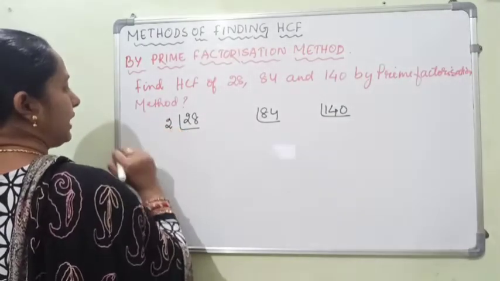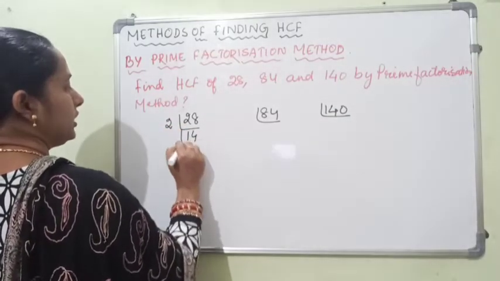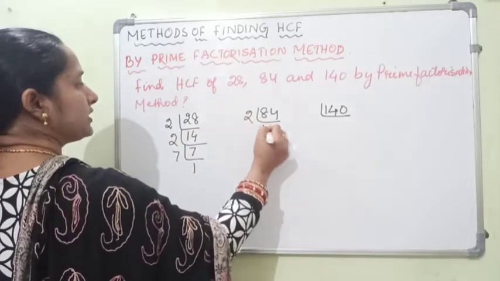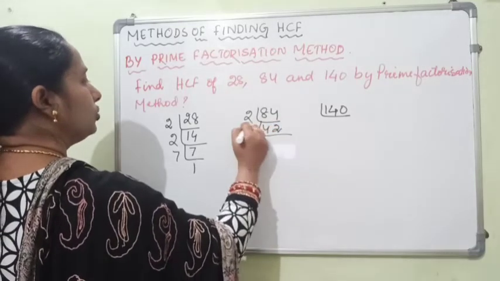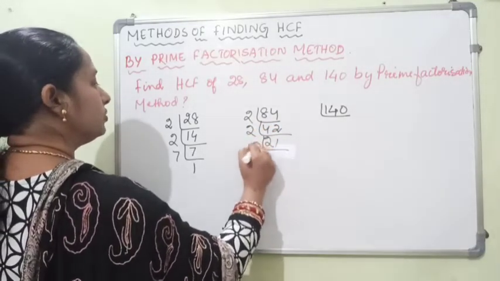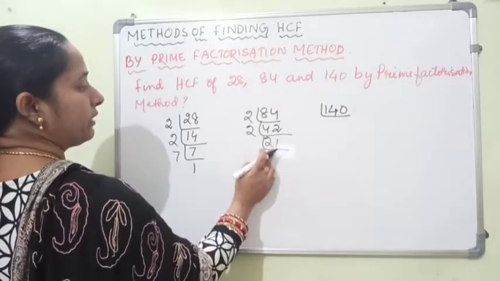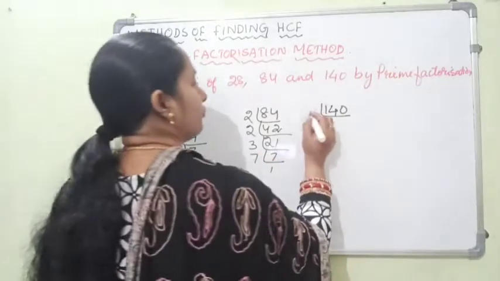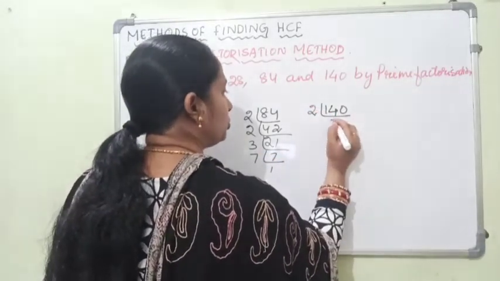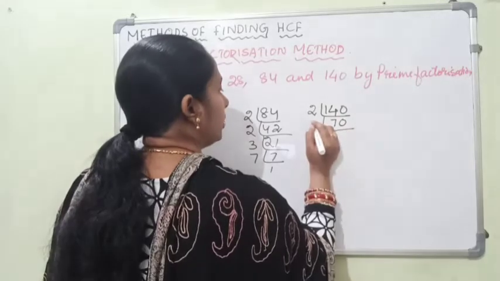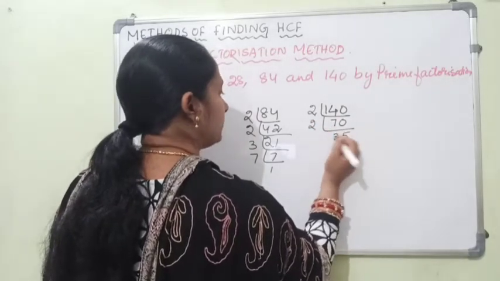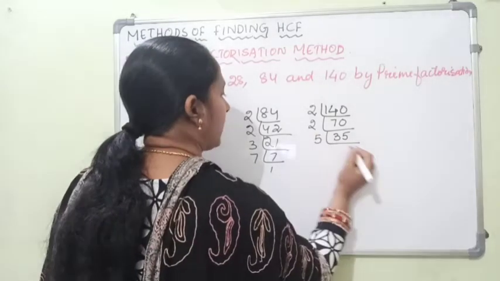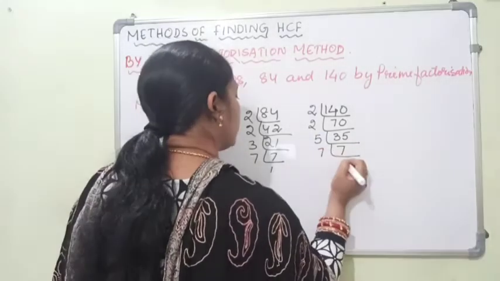28 can be divisible by 2. 2 ones are 2, 2 fours are 8, 2 sevens are 14, 7 ones are 7. Then 84 is divisible by 2: 2 twos are 4, 2 twenty-ones are 42, and then 42 is divisible by 3, 3 sevens are 21 and 7 ones are 7. Next, 140 can be divisible by 2, 2 sevens are 14 and a 0. 2 threes are 6 and 2 fives are 10. 2 thirty-fives are 70. Then this can be divisible by 5, 5 sevens are 35 and 7 ones are 7.